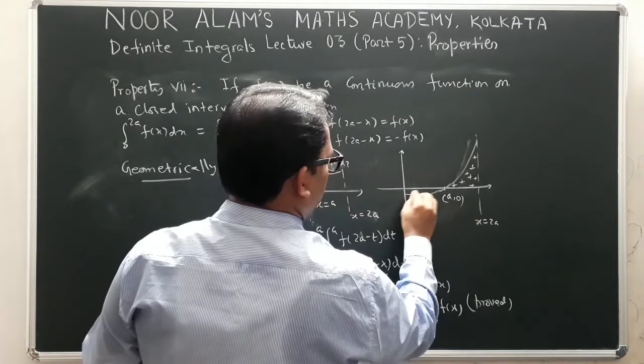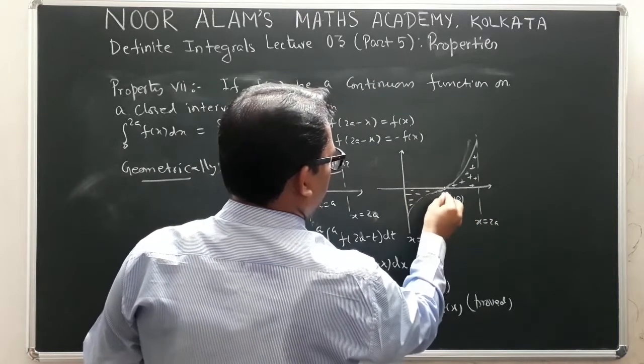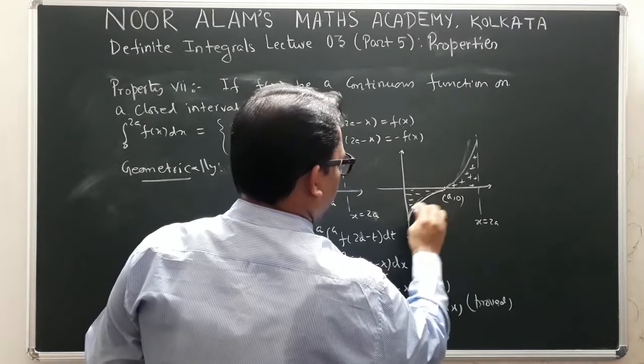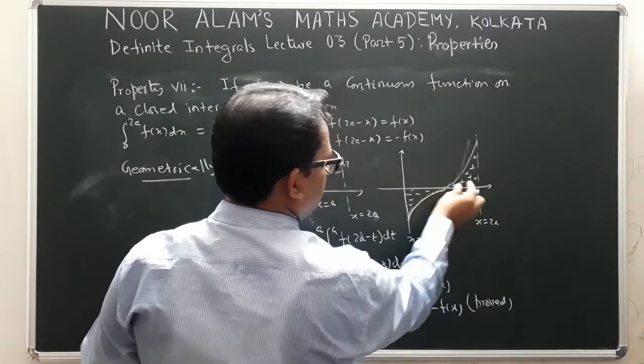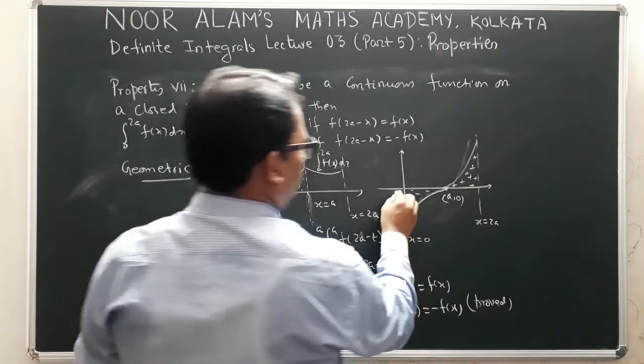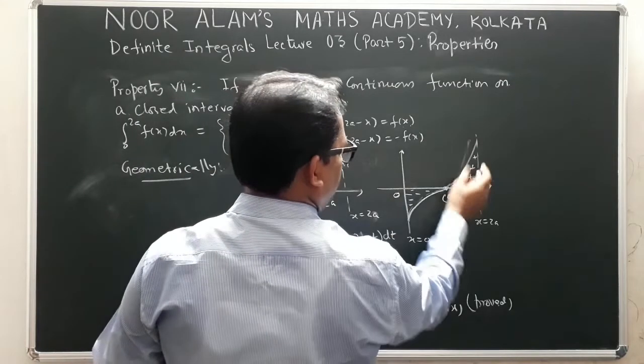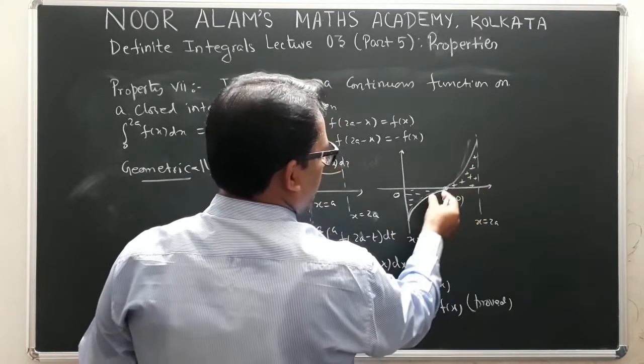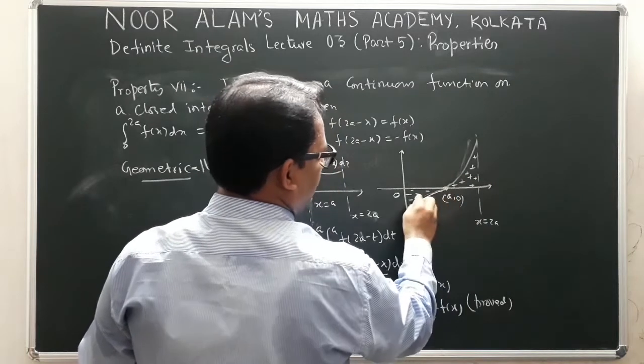Here we see that both the curve portions, below the x-axis and above the x-axis, have the same area. But in the sense of integration, we know that if the area is above the x-axis, its value is positive, and if it is below the x-axis, its value is negative.